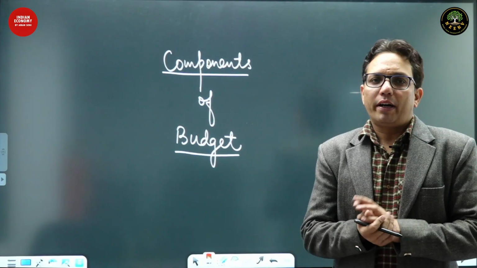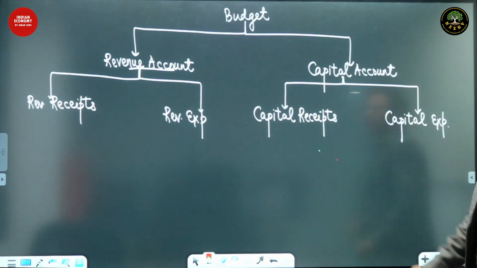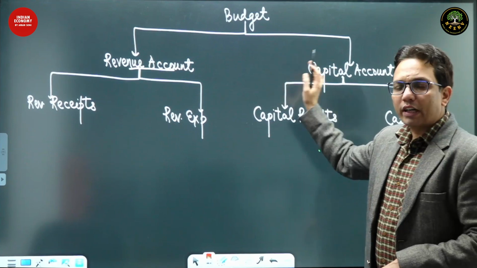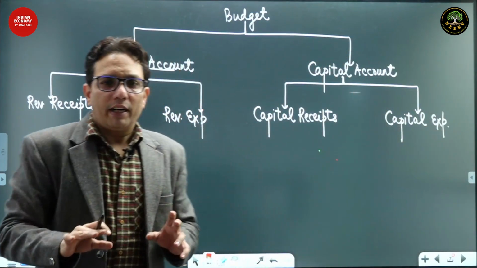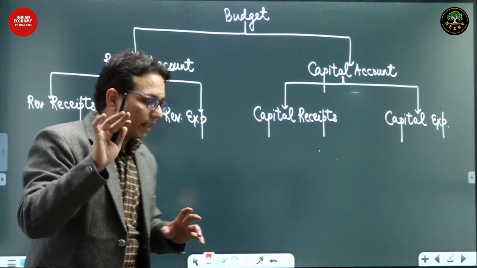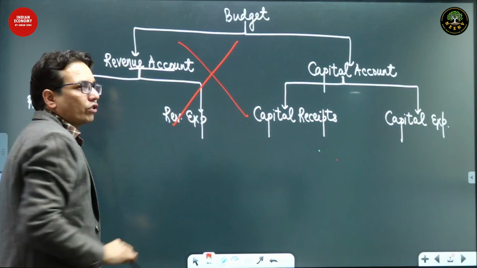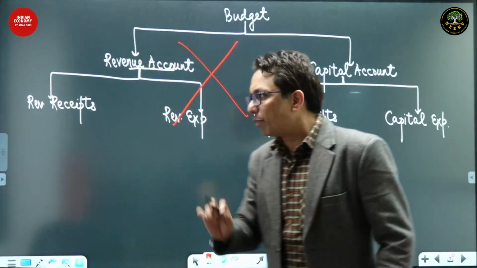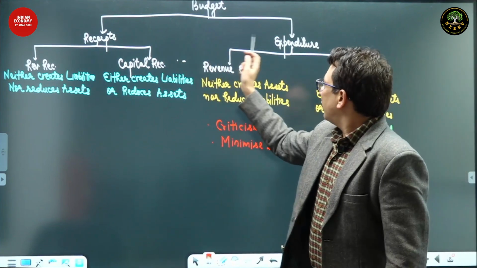In the previous video, I discussed with you the components of budget, and we discussed this: budget, revenue account, capital account, and then the components. But what is the definition of budget? It's the annual financial statement telling about government's income and expenditure. Hence, it has to be income and expenditure. This classification is wrong. How should it be? It should be like this: budget, income, expenditure.